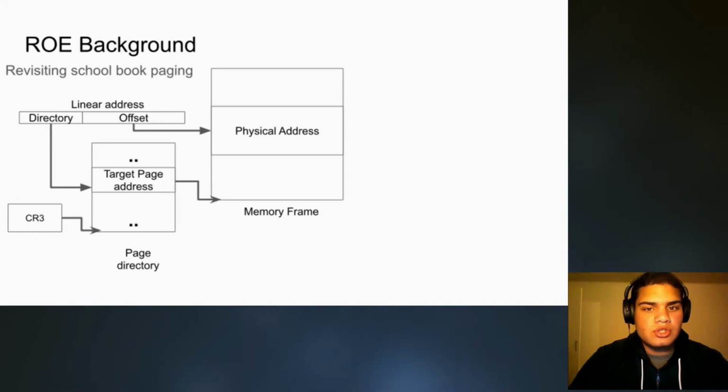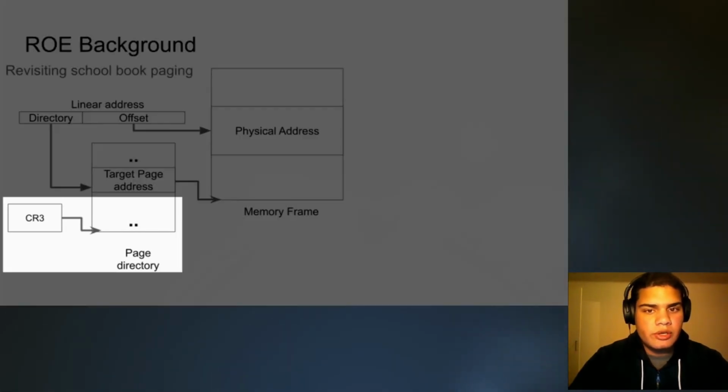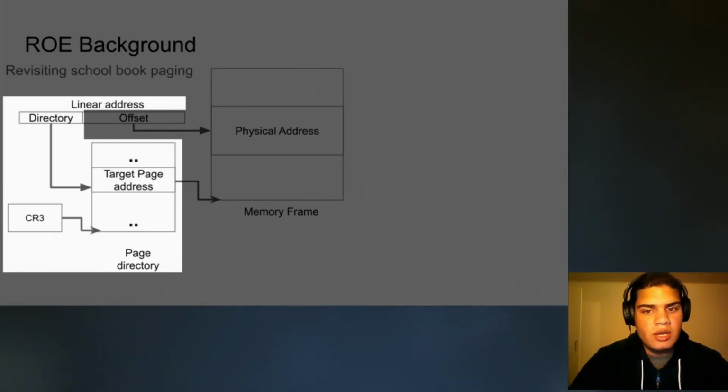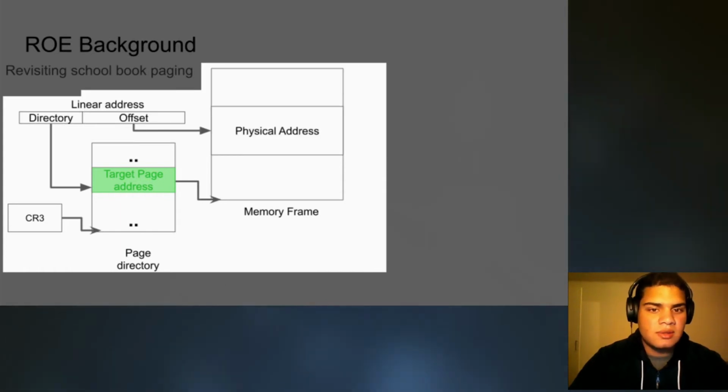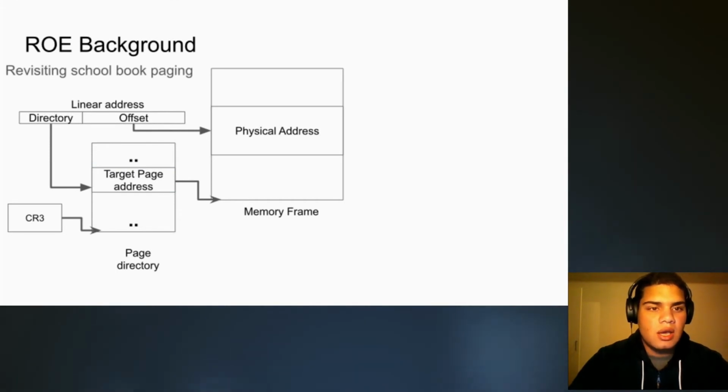First, we will start with a simple schoolbook normal page table. Here we have the control register 3, which holds the base address of the page directory, and then the directory part of the linear address is just an offset into that page directory. The data stored there is the base address of the physical memory frame, and to access the data stored at the linear address, we would add the offset part of the linear address to the memory frame. Then we have the physical address, which is equivalent to the given linear address. It's just a basic look at how address translation happens.